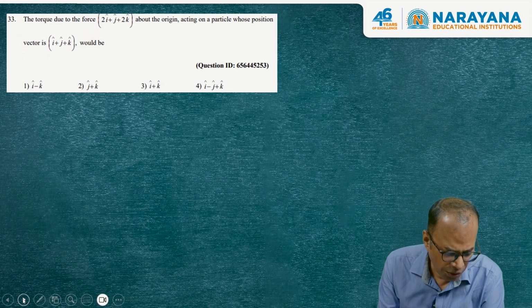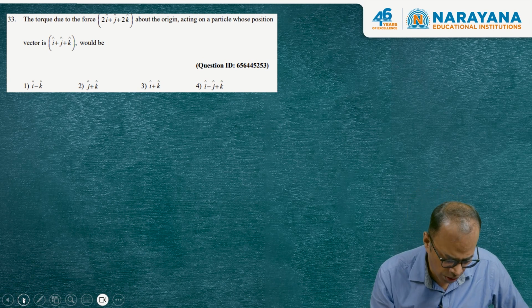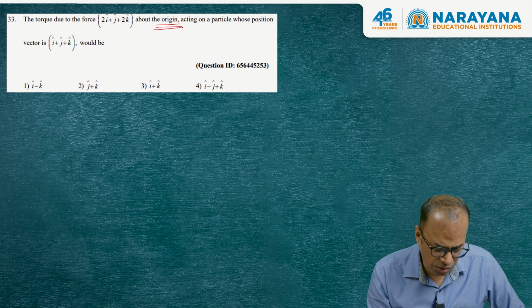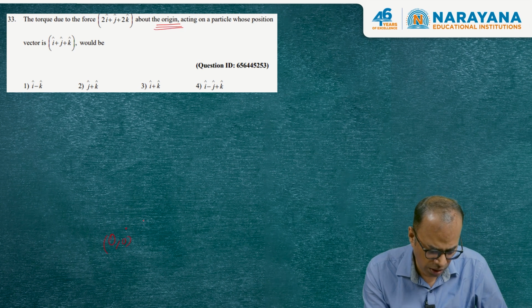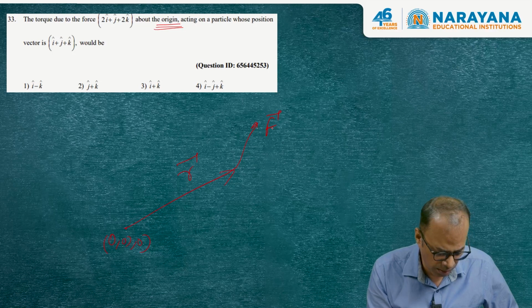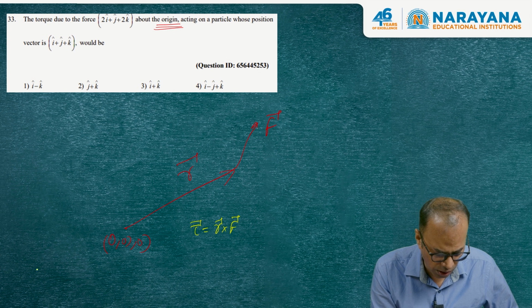Now this is a pretty straightforward question. We are interested in calculating the torque about origin. This is important to understand. Torque about origin. Many a times they may ask about a different point. So this one is simple. We just want to find it about origin. So this is the position vector and this is the force acting, and we can apply the direct formula. The direct formula is R cross F.